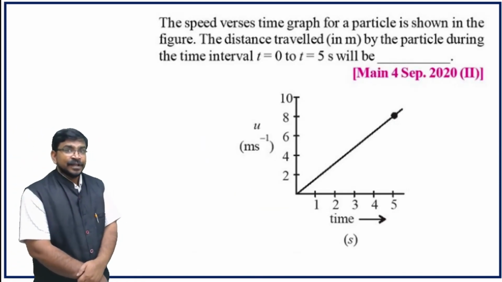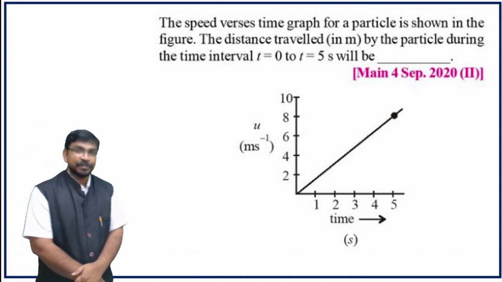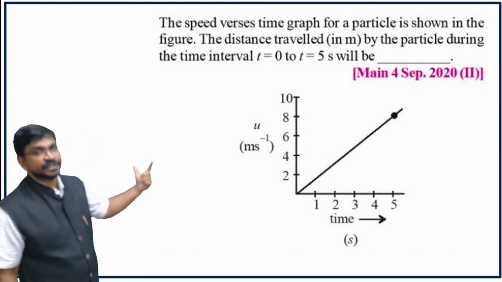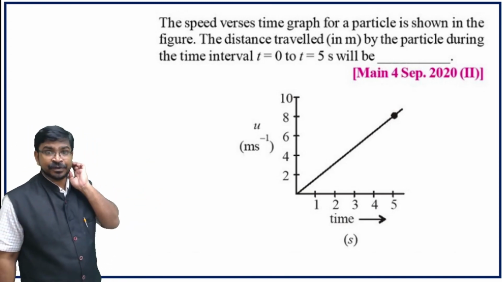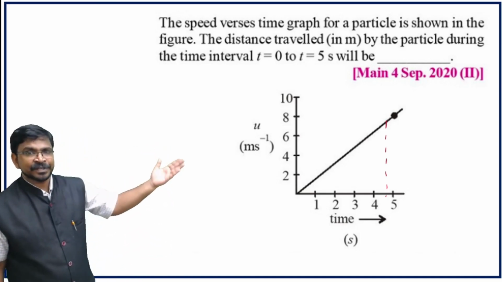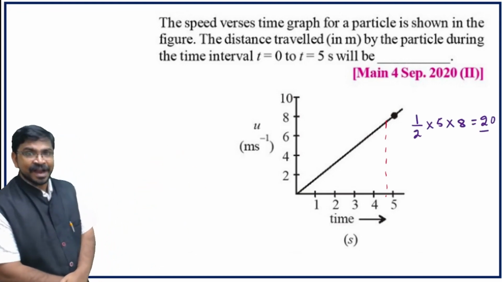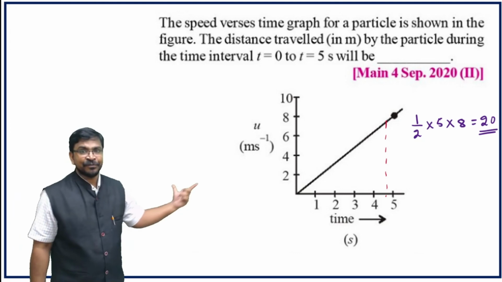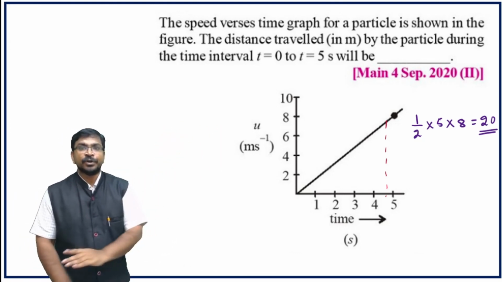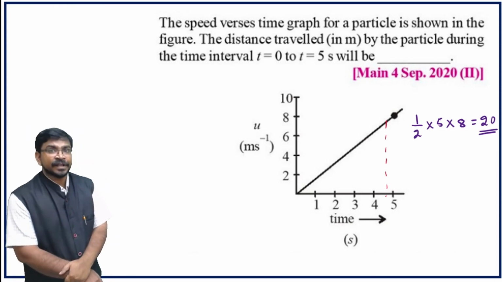Now, a recent question, JEE Mains 2020 September shift. The speed versus time graph is given and the distance is asked from 0 to 5 only. So consider 0 to 5. Again the shape is triangular. So half into base into height. What is the base here? 5. What is the height here? 8. So half into 5 into 8 gives 20 meters only. The units are meters, so 20 meters.